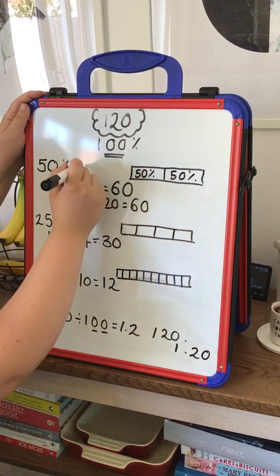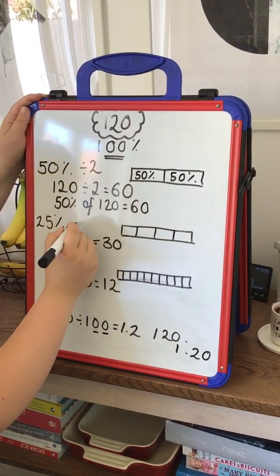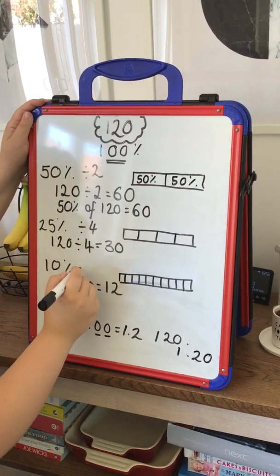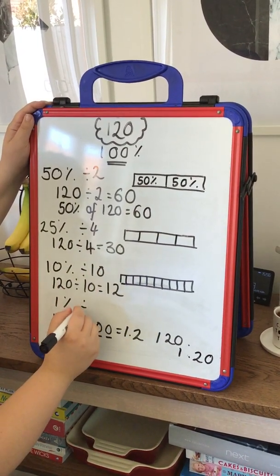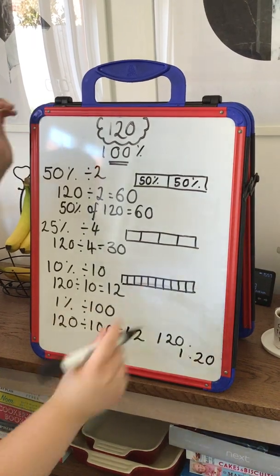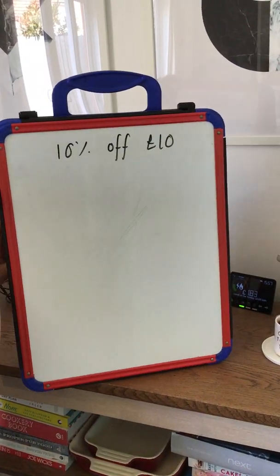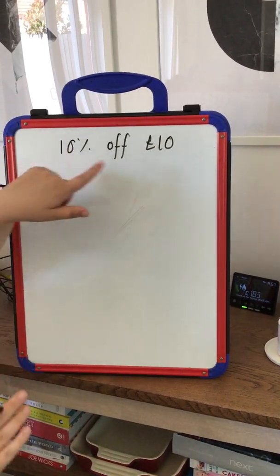So quick recap, 50% divide by 2, 25% divide by 4, 10% divide by 10, 1% divide by 100. You may also need to look at any money off. If that happens, remember to subtract your 10%.